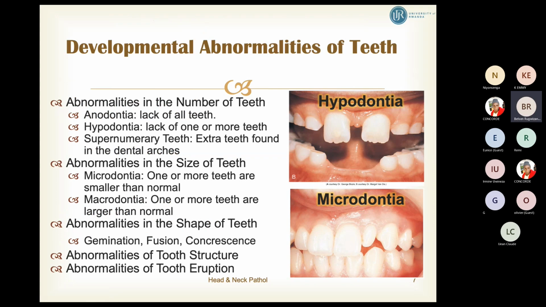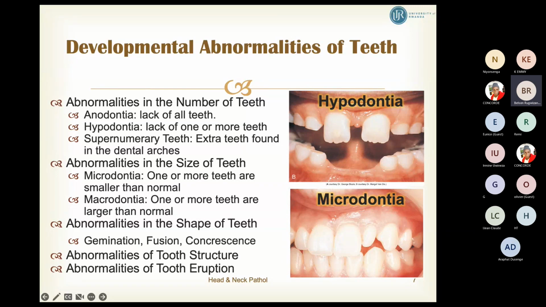If we start now with the developmental abnormalities of the teeth, there are many. They are classified according to the number of teeth, or to abnormalities in the size of the teeth, abnormalities in the shape of the teeth, abnormality in the tooth structure, and abnormality of tooth eruption. So here we have five classes of abnormalities in the teeth.